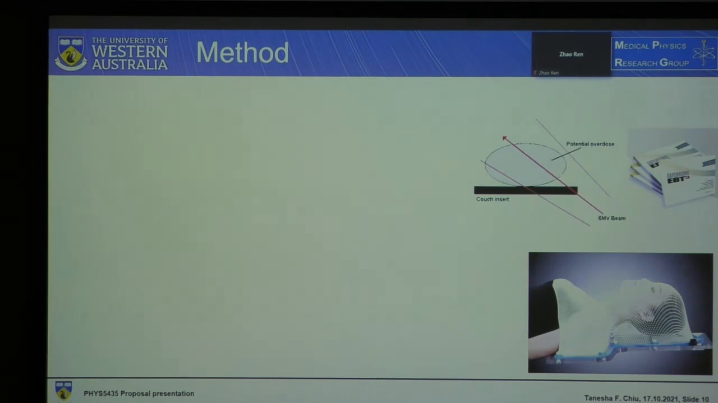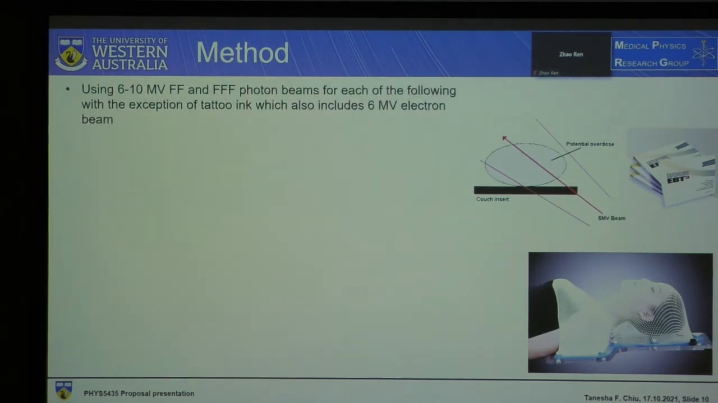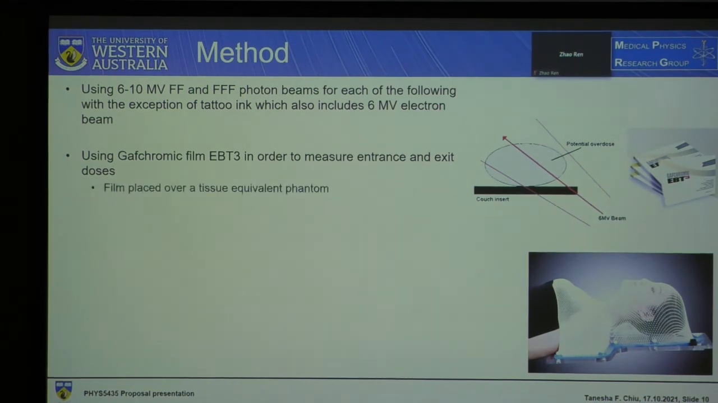An overview of the methods I'll be using. Again, as mentioned earlier, I'll be using 6 to 10 FF and FFF photon beams for the following, with the exception of tattoo ink, which includes 6 MV electron beams. I'll be using Gafchromic film in order to measure entrance and exit doses. Film can be placed in 3 ways.